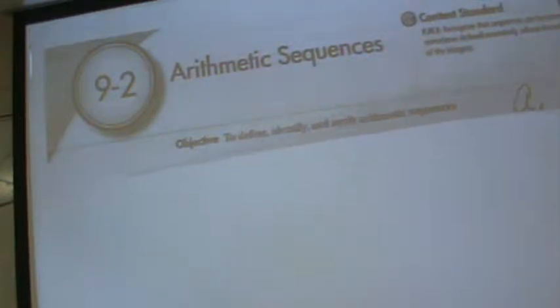All right, this is a recap of yesterday. Yesterday we started talking about arithmetic sequences. We defined them and we looked for whether we had an arithmetic sequence, and then we understood the difference between the two recursive and explicit formulas. We looked at the common difference, and then we started playing around with these formulas. So let's just review really quick.